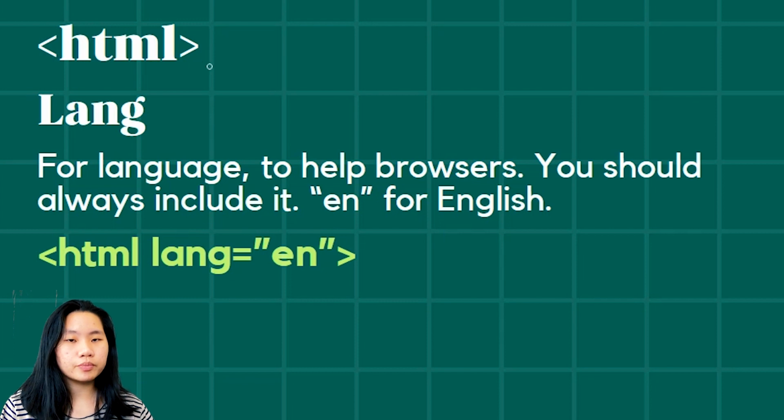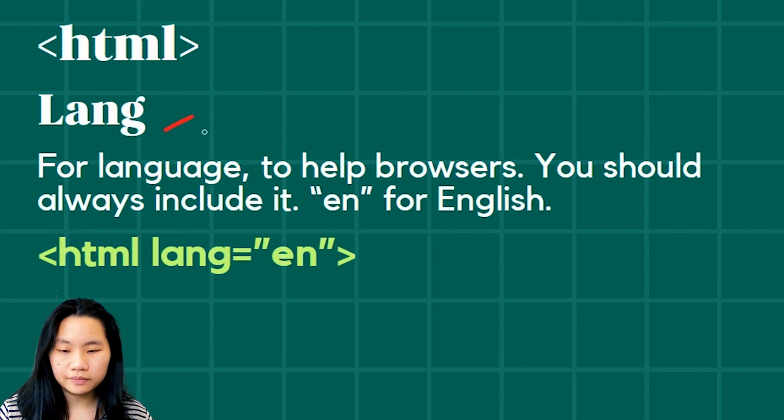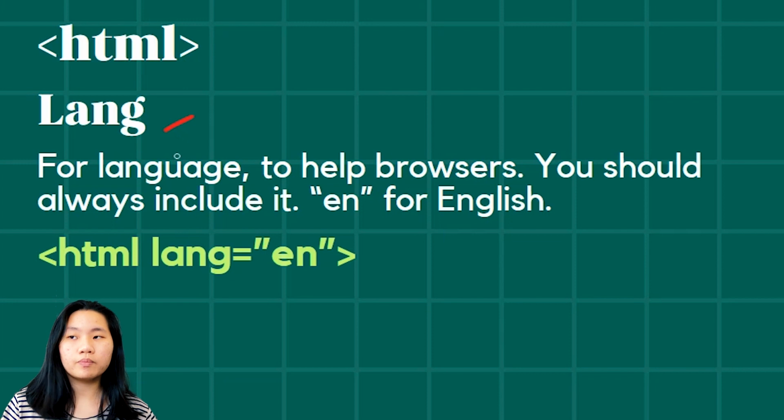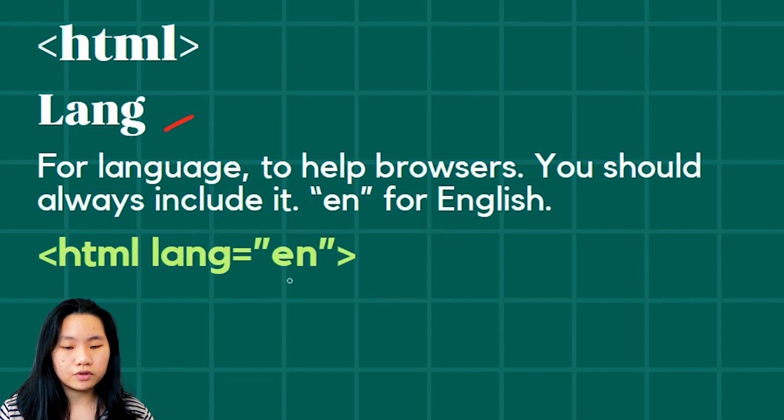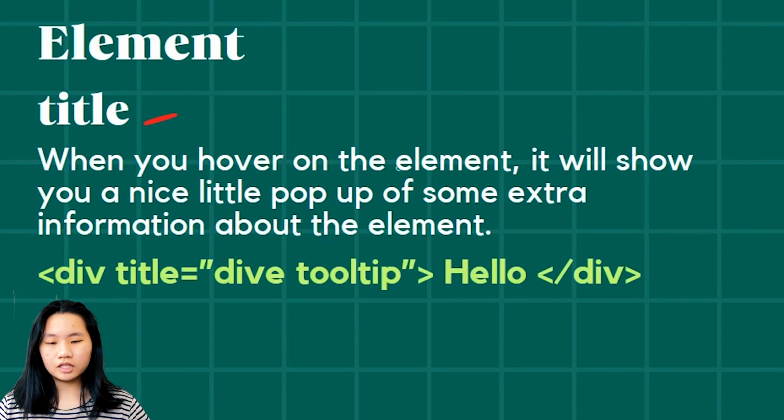Next, the attribute for the HTML tag. So lang is shorthand for language. It's very easy to understand. And this is to help browsers identify the language that you're using for your website, right? And if you're using English, you can just go with en.